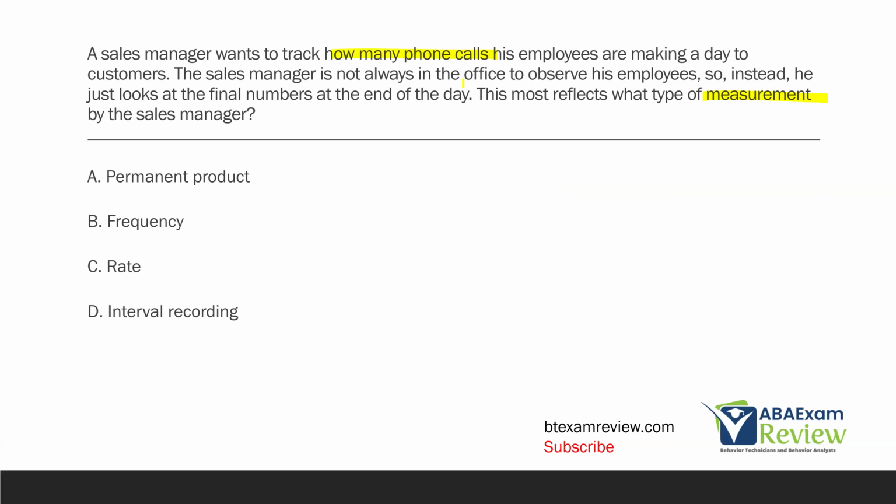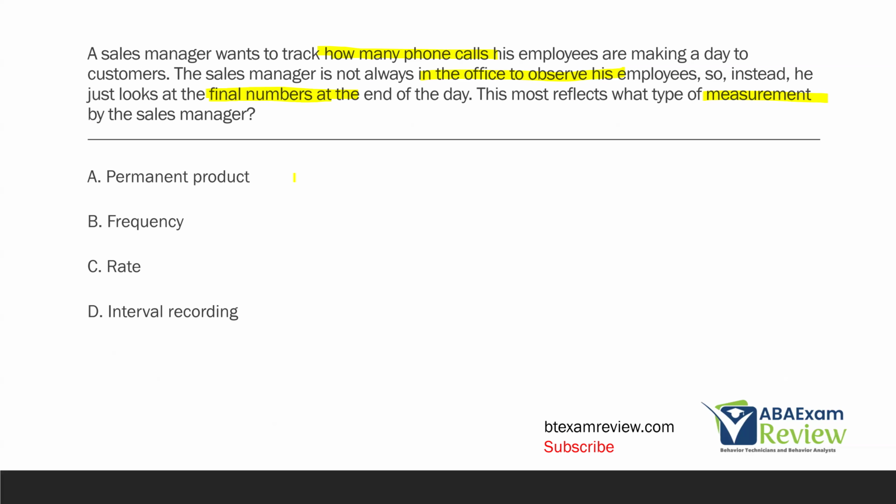A, permanent product. Yes, the permanent product for the sales numbers is how many they dialed each day. The sales manager does not need to actually watch the calls happen to measure that. He can look at the permanent product of the final numbers and use that.